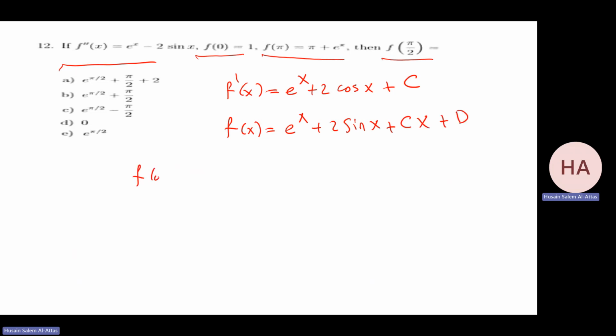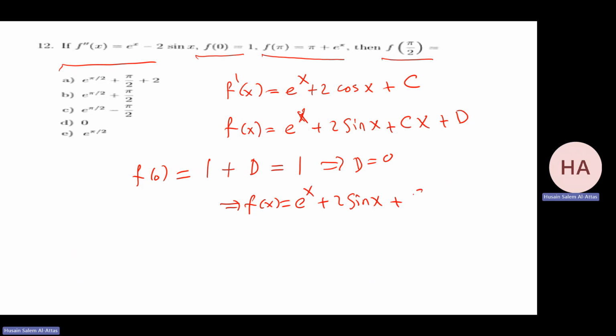I have f at 0, that should be what? e to the power 0 is 1. Sine 0 is 0. c times 0 is 0. Plus d equals 1. So d equals 0. So f of x will be e to the power x plus 2 sine x plus cx.